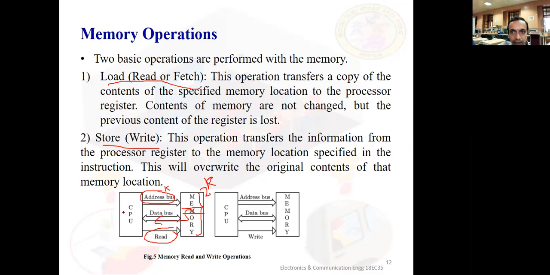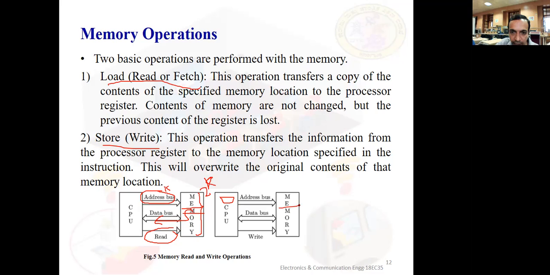See, read and write, all these operations are always defined with respect to the processor, not with respect to memory. Read means the processor is taking the data from the memory. Okay, that is, it goes to the processor register. Write or store means whatever is already in the processor register is going to the memory location.